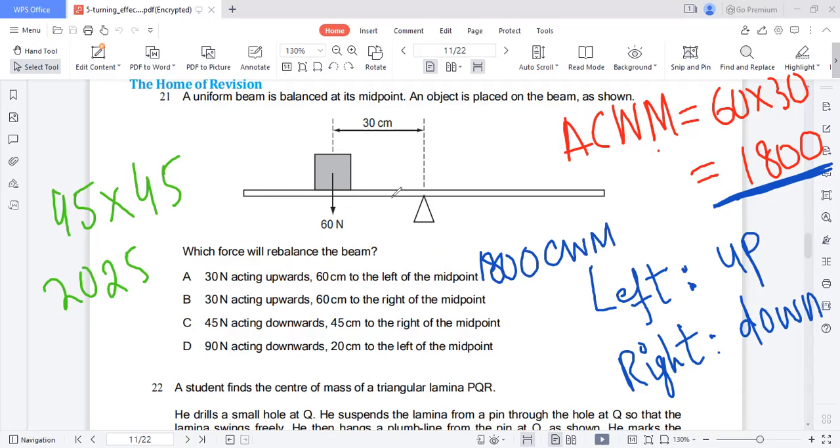Okay, let's move to the next one. 30 Newton upward. Okay, upward 60 centimeter distance, but it would be on right hand side and upward. If it would be on the right hand side and upward in direction, then it will support this one. Both will have a clockwise movement or anti-clockwise movement. That's wrong. This option is not acceptable.